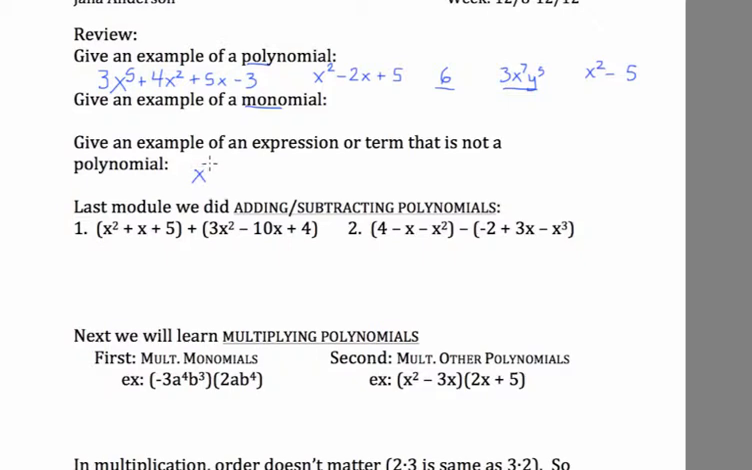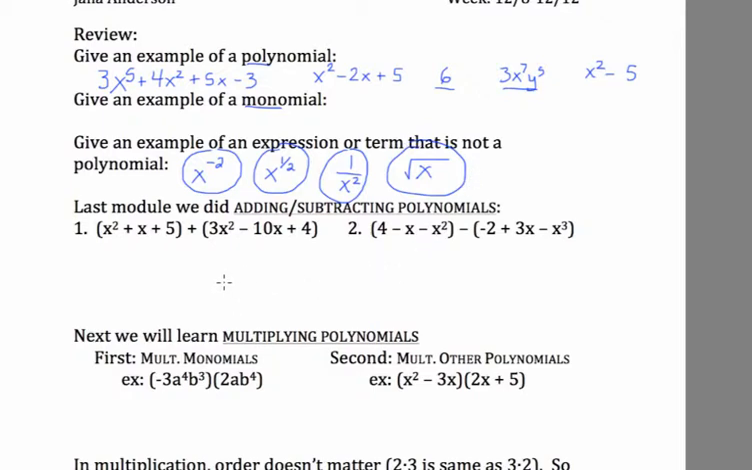Give an example of an expression or term that is not a monomial. Monomials cannot have negative exponents. Polynomials, actually, cannot have fractional exponents. Polynomials do not have the variable in the denominator. Polynomials do not have the square root or any root of the variable. Actually, this is the same as this, and this is the same as this. We'll talk about that in a different class, though.